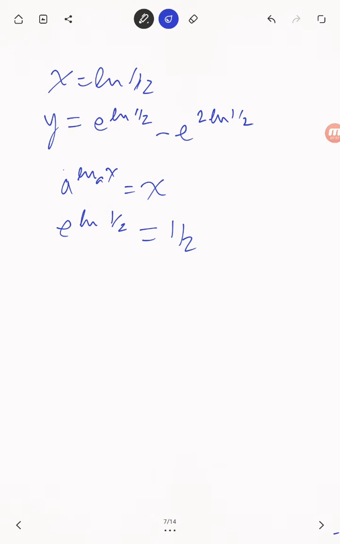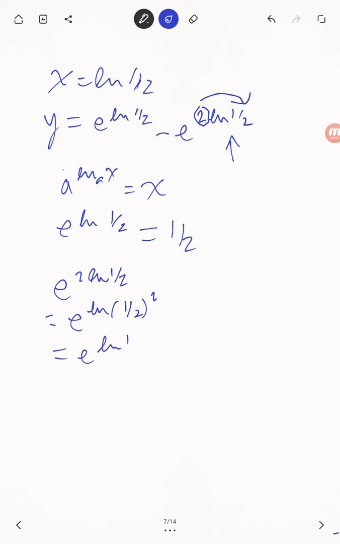And similarly over here, we can't apply that property directly yet because of this 2 in front. However, we can take this 2 up onto the 1/2 and make it an exponent because of our power law for logs, which also applies to ln, of course, because it is a logarithm. So the e to the 2 ln 1/2 becomes e to the ln of 1/2 squared, which is e to the ln of 1/4, which is 1/4.